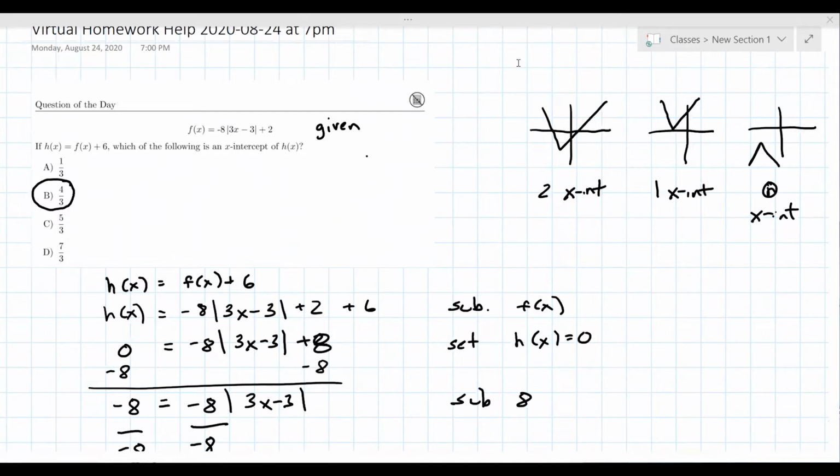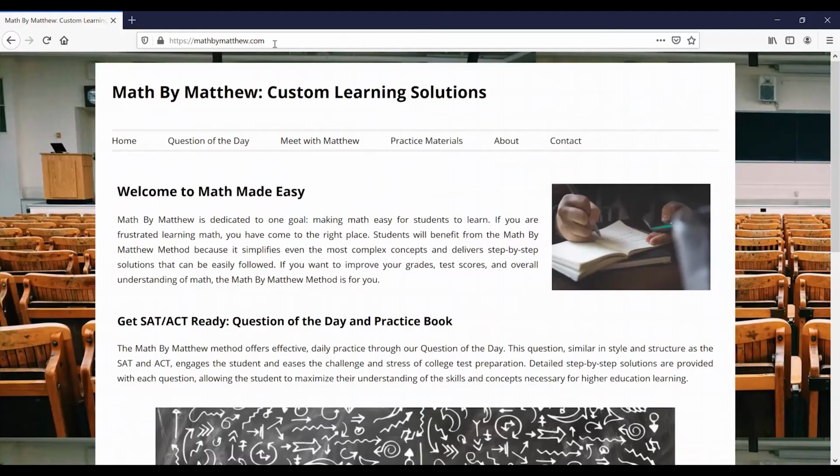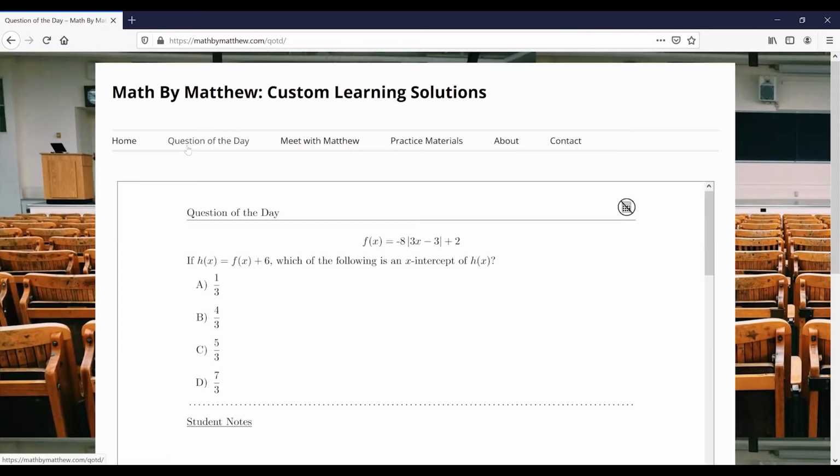So you want to open up your browser and go to mathbymatthew.com from a phone or your computer, and you'll see on the home page there's a tab for question of the day. The question of the day appears in this space below. The question itself offers daily practice and is a great tune-up for college entrance exams like the SAT and ACT. If you need a little more practice, consider purchasing our Question of the Day practice book under Practice Materials.